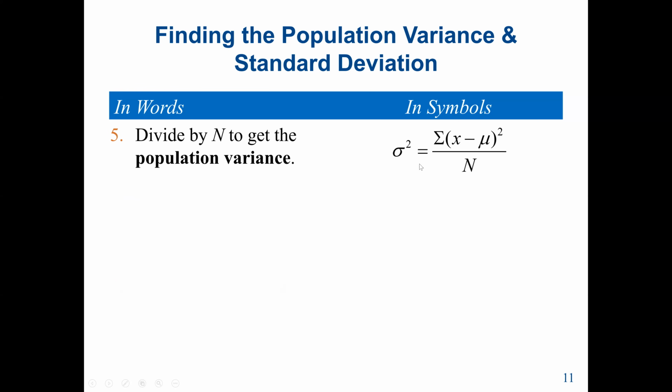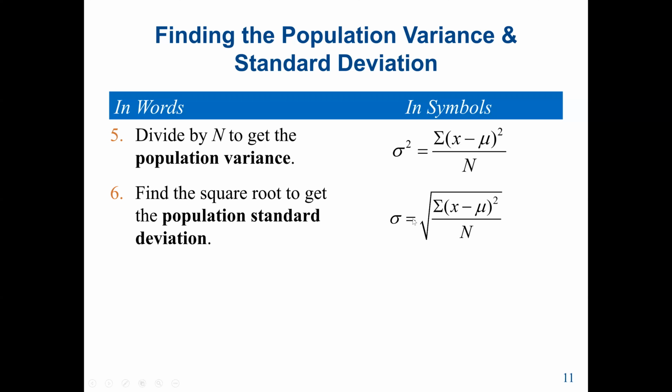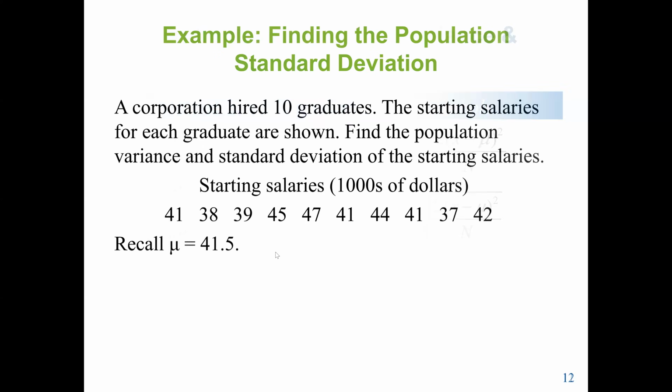This will give us the variance. So to find the standard deviation, we just find the square root of the variance. Finding the square root of the variance will give us the population standard deviation. So this is an example given to us.